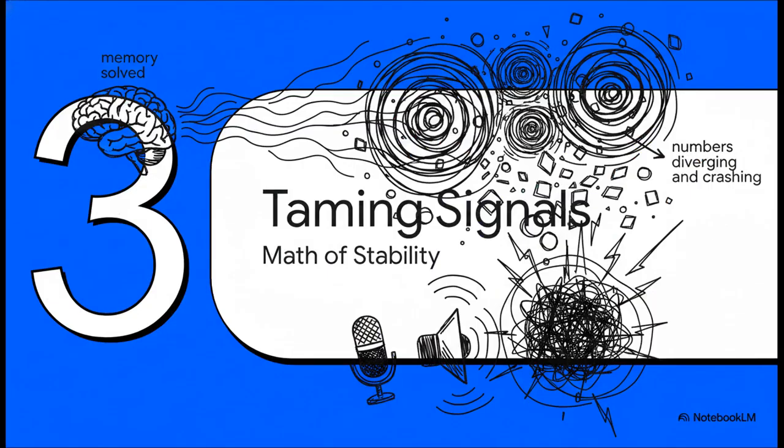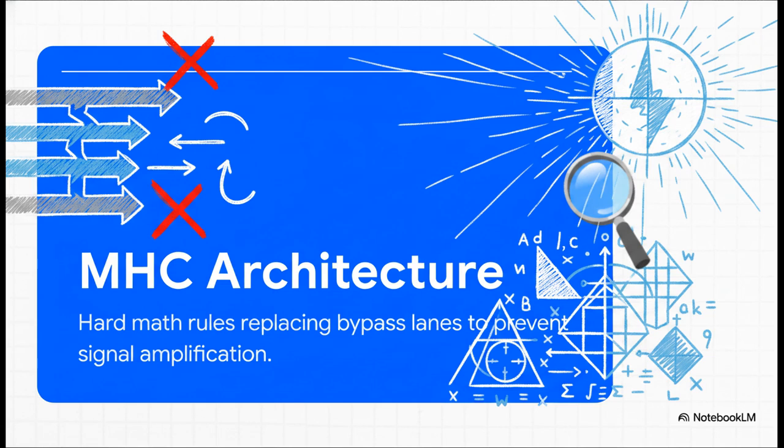Moving to section 3, taming trillion parameter signals, or as I like to think of it, the math of stability. At this massive scale, when you start stacking dozens of layers, you get something called a signal explosion. You know how placing a microphone too close to a speaker creates that deafening, screeching feedback loop? The exact same thing happens here, and it'll crash your entire training run.